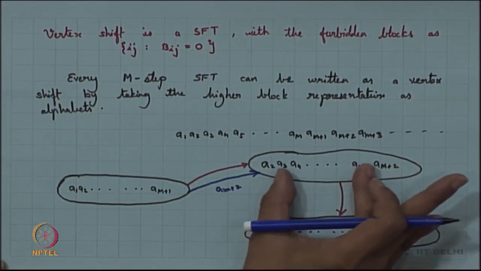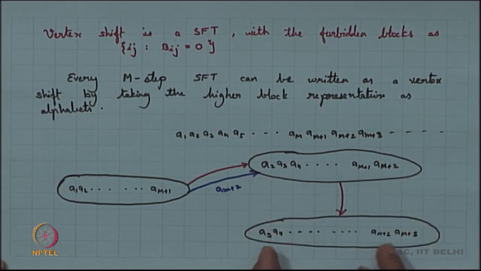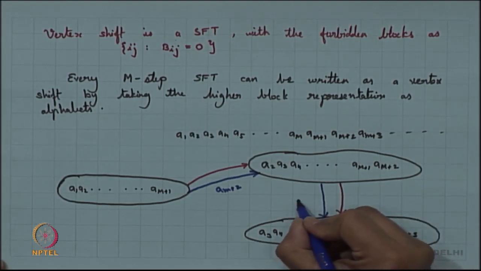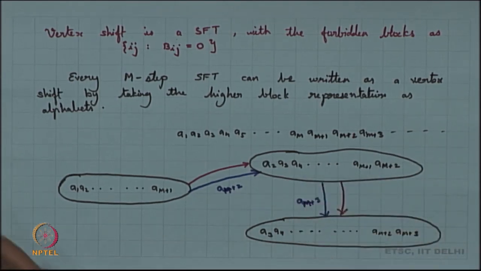Then this again is permissible. So, this block coincides with this block. So, again there can be an edge from here to here and you call it a_{m+3}, and you can have an edge from here to here. So, the higher blocks definitely help us in converting a subshift of finite type into a graph.